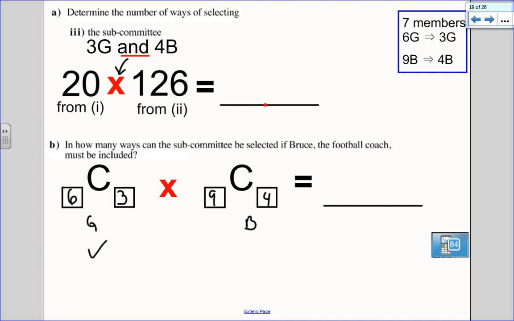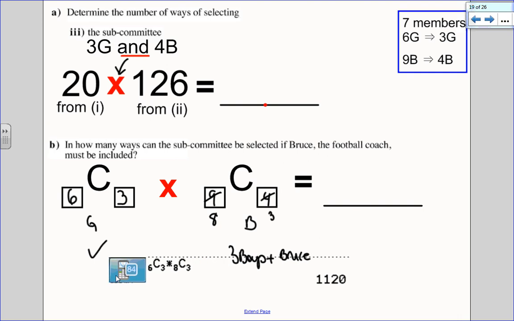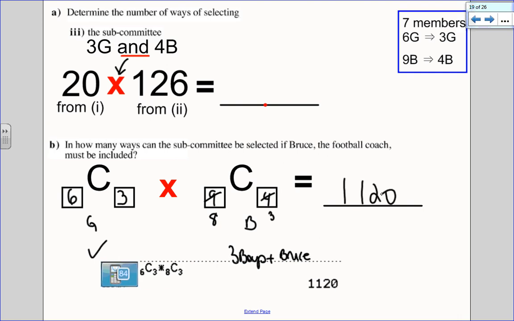My boys, since I want to make sure Bruce is on the committee, I'm not choosing from 9 people anymore. I'm choosing from 8. And since Bruce has to be on the committee, I am not choosing 4 boys. I am choosing only 3 because it's really 3 boys plus Bruce. So we're ensuring that Bruce is on the committee. Okay, so I can multiply those together and then I get my final answer of 1,120 different ways.